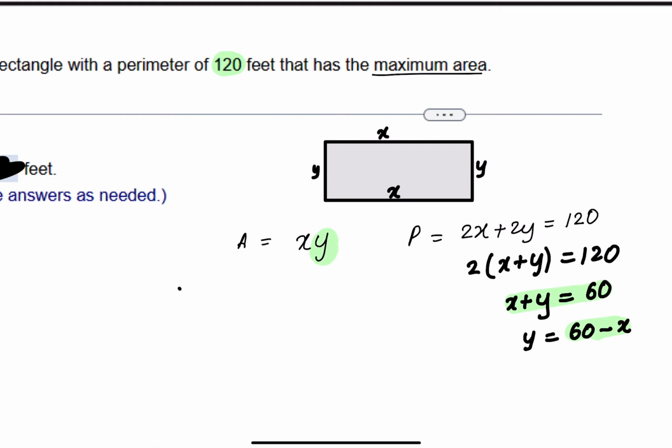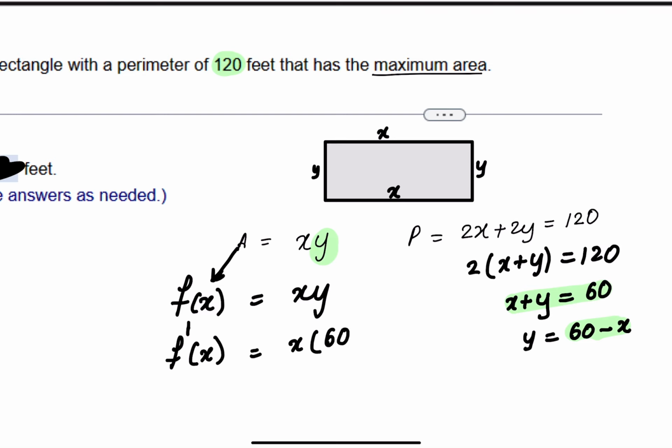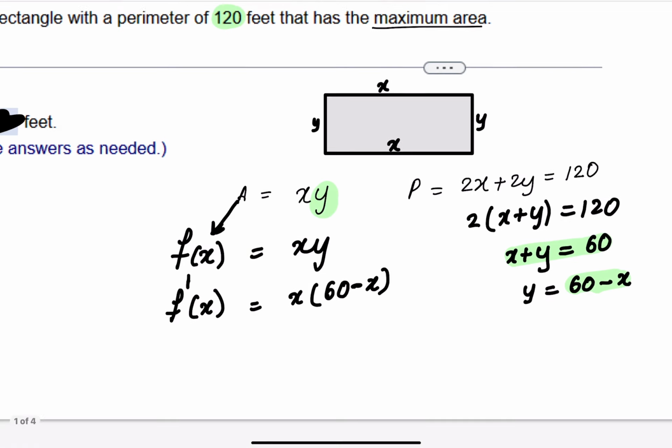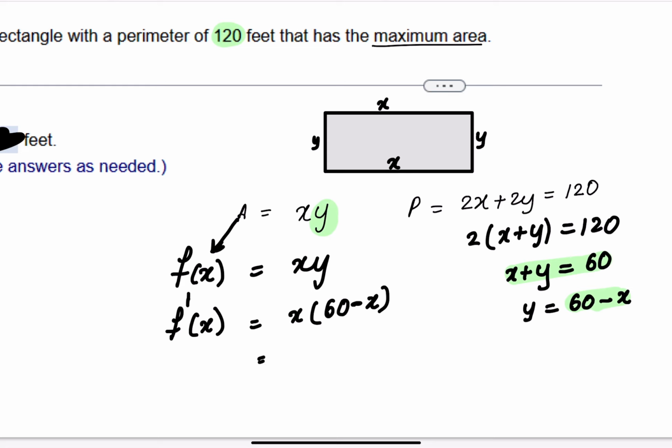Once I have this, I'm going to take this y and plug it in here. So my function that I'm trying to maximize is my area. So instead of writing A, I'm going to write it as a function, x times y, and I have to maximize this one. That means I have to find the first derivative, but I cannot find it with two variables. So I'm going to go ahead and change my y to 60 minus x. I did not find the derivative yet. So this is going to be 60x minus x squared. And now when I find the derivative, this is going to be 60 minus 2x.